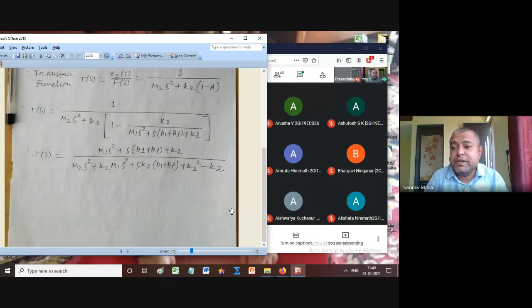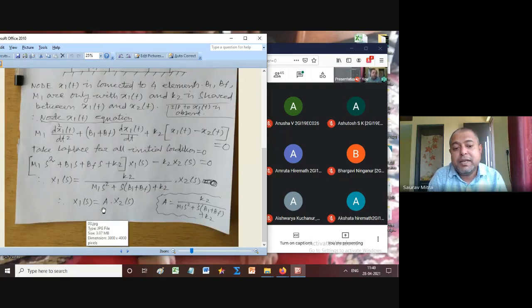So what is the first step? The first step is writing the equation for X1. After drawing the free body diagram, then write the equation for X2. Whenever you are writing the node equation for X1, at that time you have to find the relationship between A, X1 and X2. There is no input here, because the left side loop is not having any voltage. That's why there is no input voltage here.